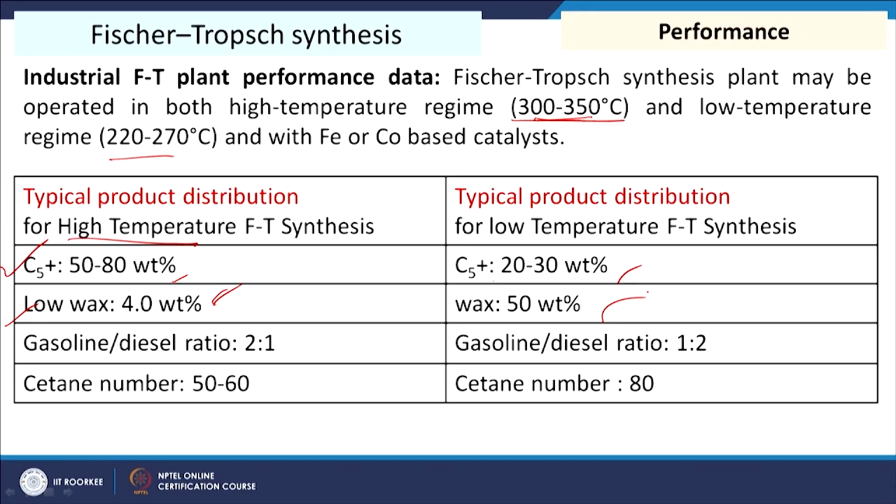So, we get more wax when the temperature is lower, and for the gasoline to diesel ratio, at high temperature we are getting more gasoline, at low temperature we are getting more diesel, and at high temperature we are getting Cetane number 50 to 60, at low temperature Cetane number 80. So, at lower temperature we are getting more diesel with higher Cetane number. So, depending upon the need in the market, we can choose what type of FT synthesis reaction we will prefer, low temperature or high temperature.